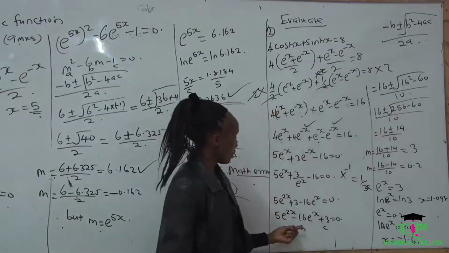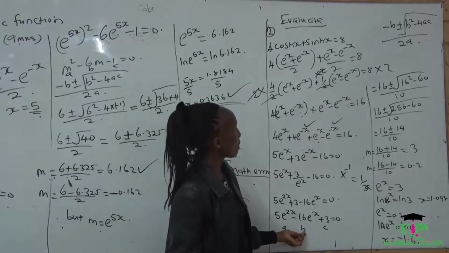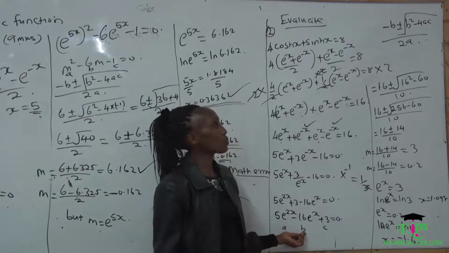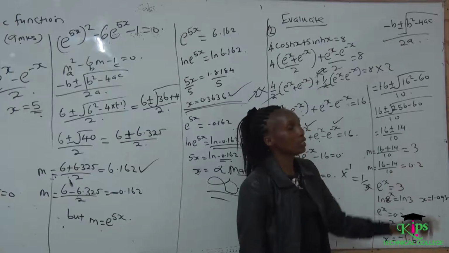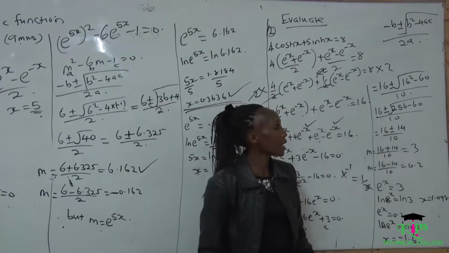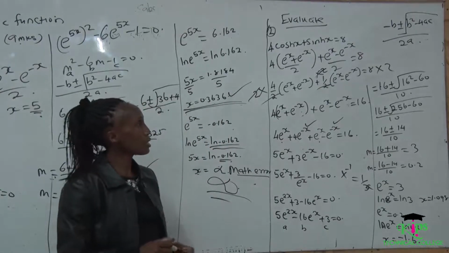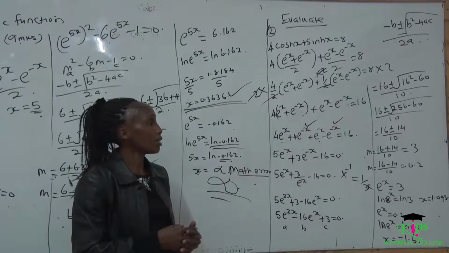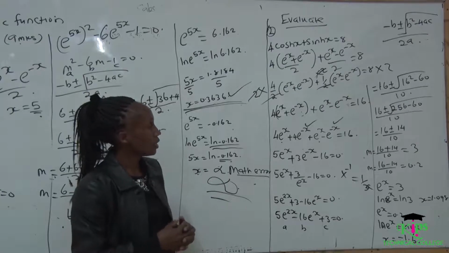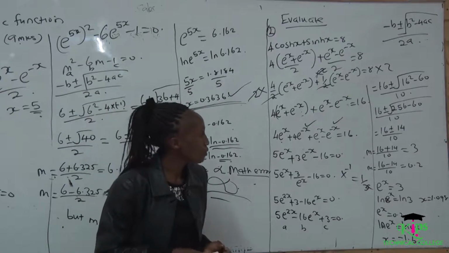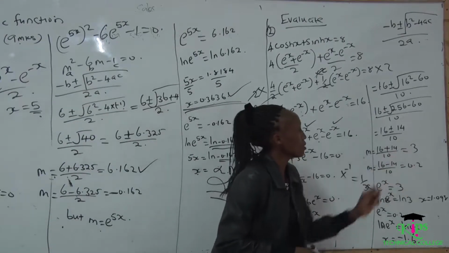And then we have the value of b as negative 16. Negative and negative become positive, which is 16 plus or minus the square root of 16 squared minus 60, which is 256 minus 60. If you get the square root, you get 14. You say 16 plus or minus 14 divided by 10. Let's add using the first one: 16 plus 14 is 30, you divide by 10, you get 3. And then 16 minus 14 is 2, divided by 10, you get 0.2. These two values are the values of m.